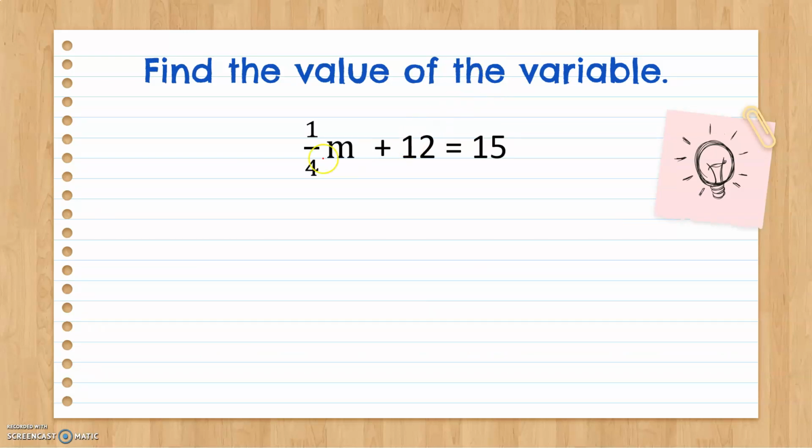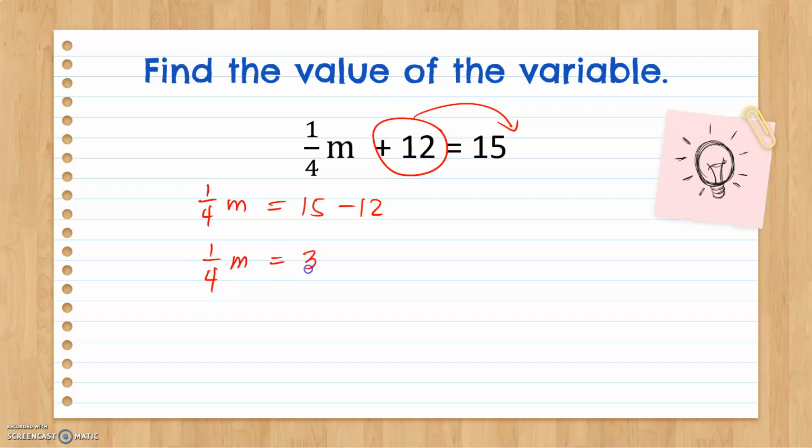Another one. 1/4 m plus 12 is equal to 15. Again, let's transpose this first. We'll have 1/4 m is equal to 15 minus 12. So we'll have 1/4 m is equal to 3. Then, since the numerator is 1, we can just simply multiply this denominator to the right side. So we'll be left with 1m, and 4 times 3 is equal to 12.